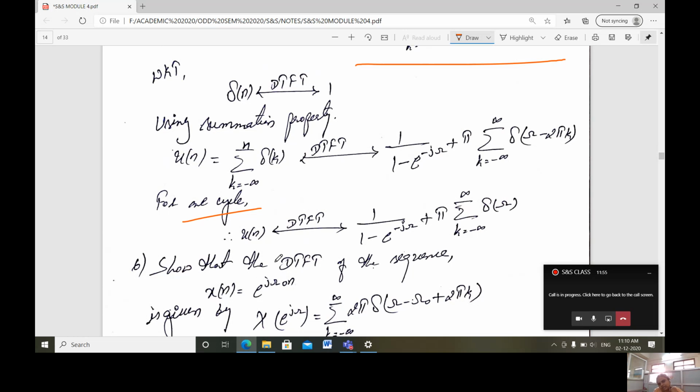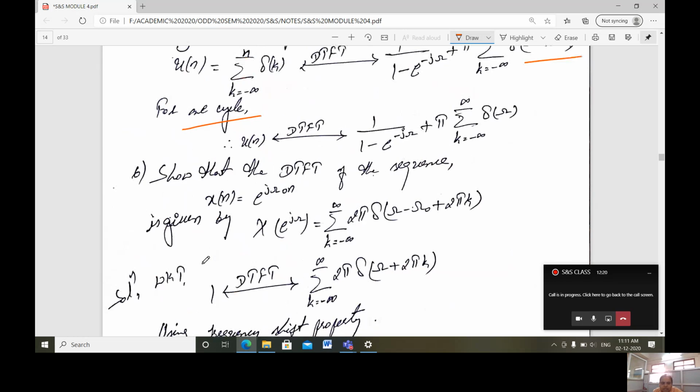For one cycle, I can write u of n, the DTFT is going to be 1 divided by 1 minus e raised to minus j omega plus pi into summation k varying from minus infinity to plus infinity delta of omega, only for one cycle. If you want the whole cycle, I can go with the minus 2 pi k. If you are going for only one cycle, delta of omega is enough.